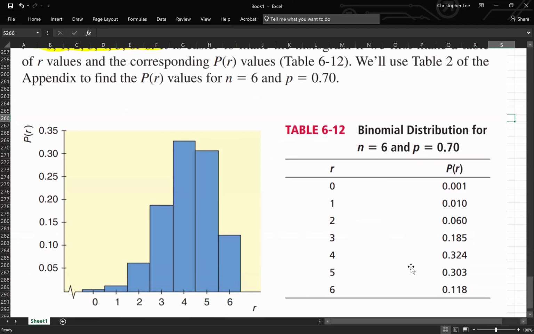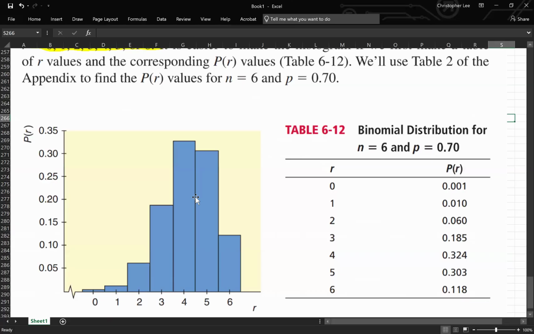Then we'll use Table 2 of the appendix to find the probability of r values when n equals 6 and the probability is equal to 0.7. So we have our r's here, 0, 1, 2, 3, 4, 5, 6. There are the probabilities of r here, and we're just graphing them. Boom, boom, boom, and that's it.